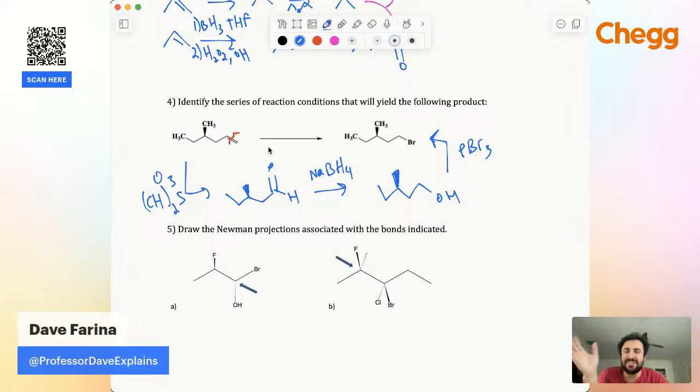But this is definitely the most straightforward way. Ozonolysis to cleave that terminal carbon. You get either the aldehyde or the carboxylic acid. You reduce to the primary alcohol. PBr3 gets you to the alkyl bromide. That's nice and clean 3-step. Very good synthesis there.